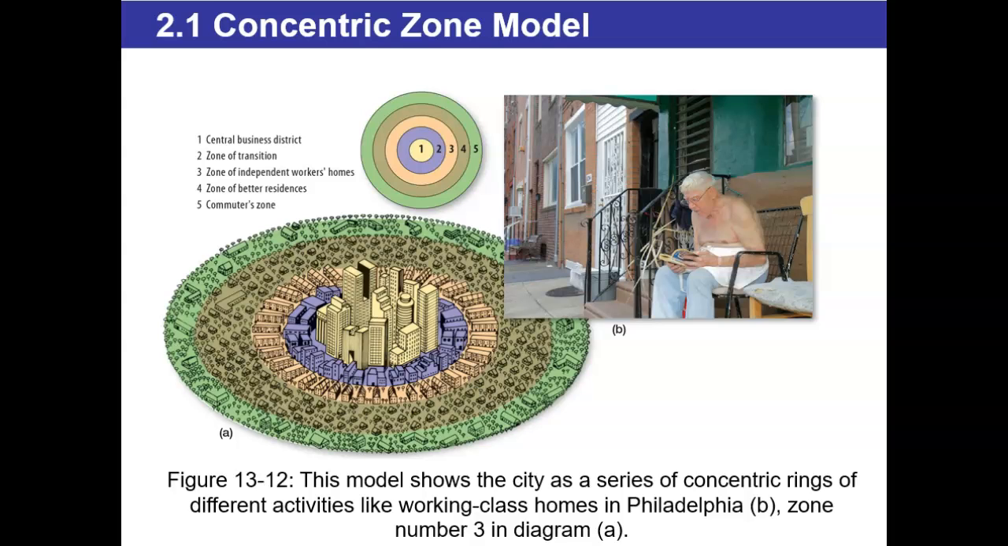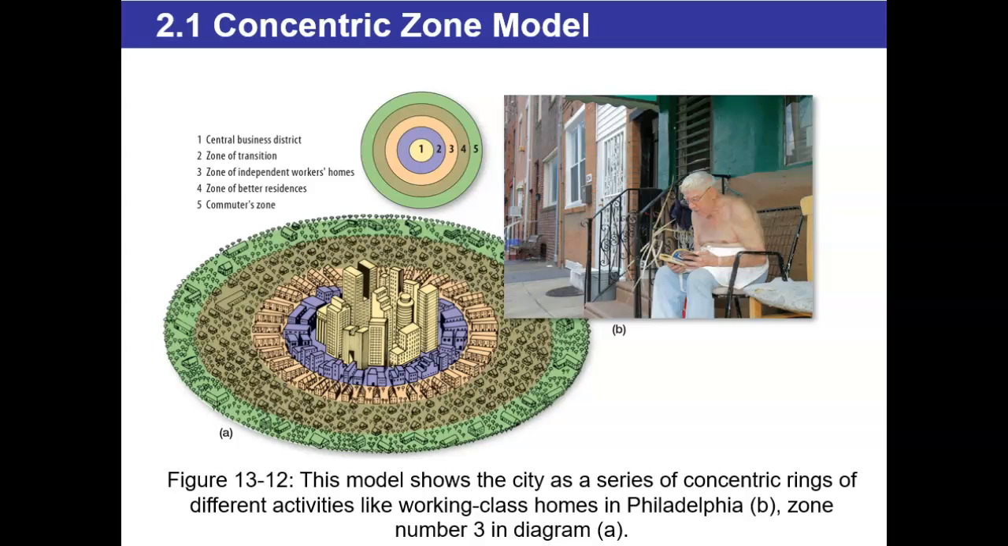When you look at Zone 3, it represents the zone of working class homes. There are also modest older homes that are occupied by stable working class families. Zone 4 is the zone of better residences. These are newer and more spacious houses for middle class families. Zone 5 is known as the commuter zone. Beyond the continuous built-up area of the city is where this lies, and it's where people live in small communities and commute to work in the central business district.